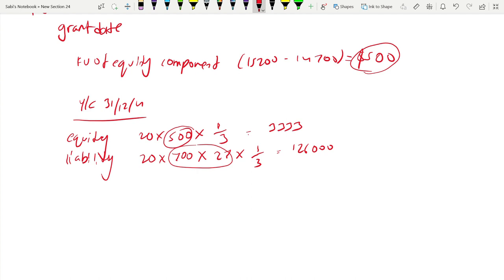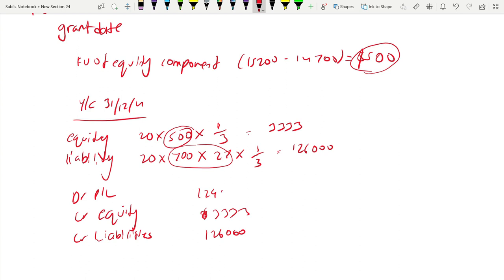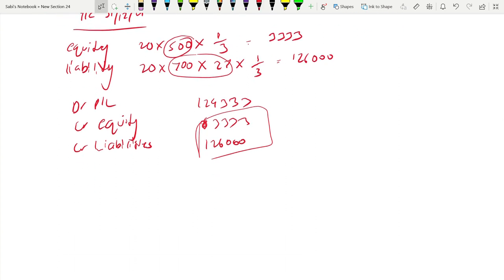126,000. Now, the double entry will be debit, P&L, credit, equity, and credit liability. Okay, how much is the equity? 3,333 and 126,000. Add up both, the credit side will be equal to the P&L, 129,333. Your credit side should always be equal to your debit side. Okay, same way for the other 2 years also you have to do.